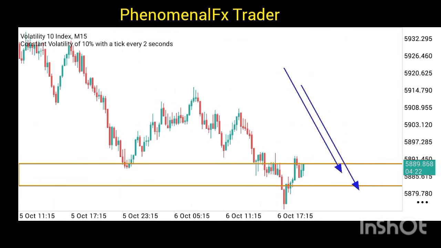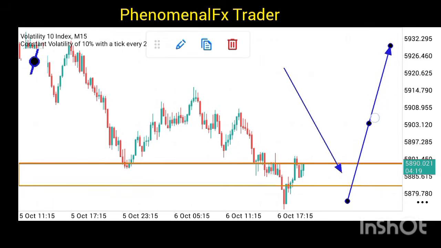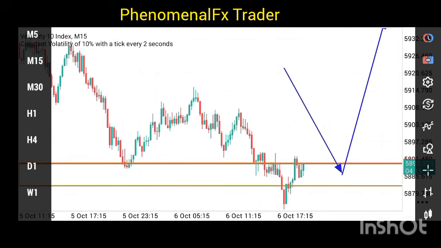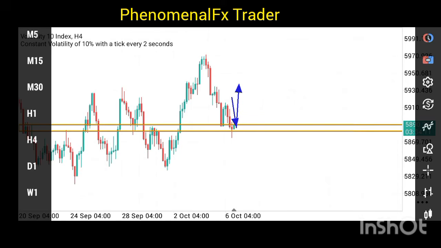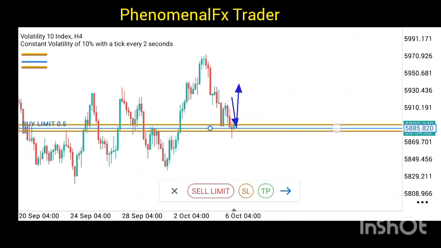All right, I want to see something like this. Then take a buy from here. Then the target is going to be based on the daily time frame or the 4 hourly time frame. All right, so if I take an entry from here, let's see what is possible, guys.